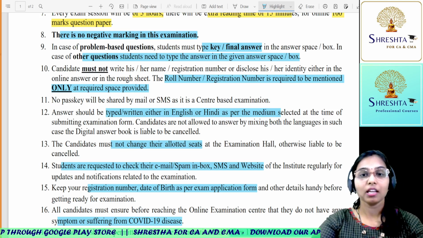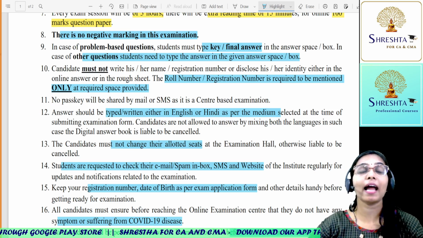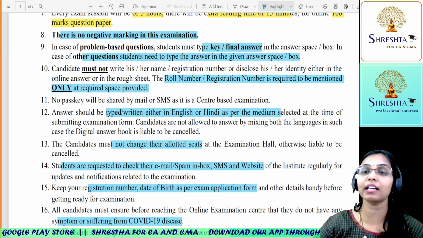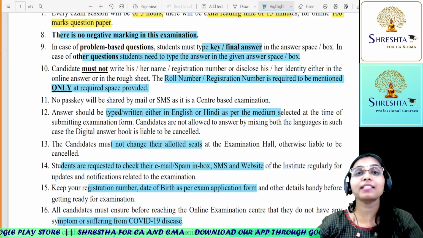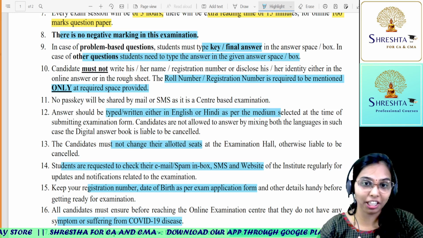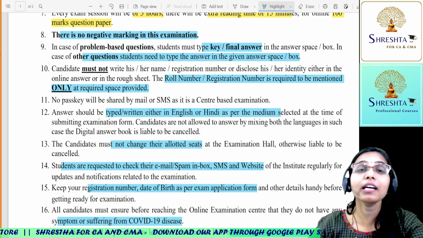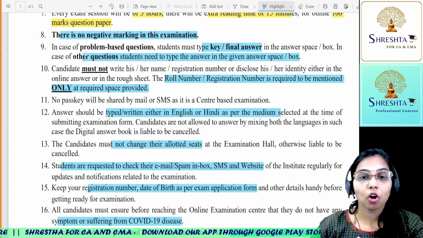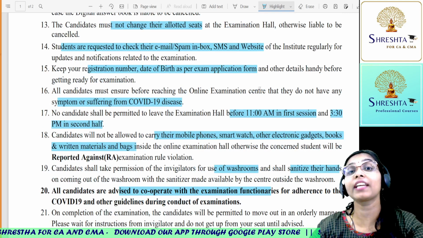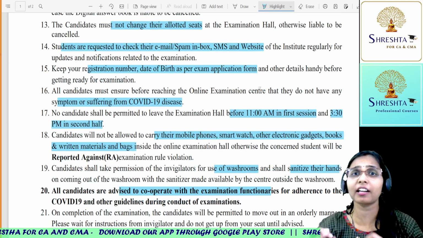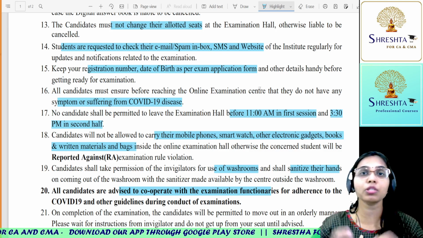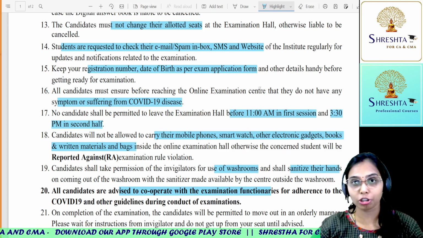Okay. Next, keep your registration number, date of birth as per the examination application form, and other details handy. It should be with you, ready before your examination. All the candidates need to ensure that they do not have any fever, cough or sneezing, and they should make sure they are wearing a mask and have taken precautions.